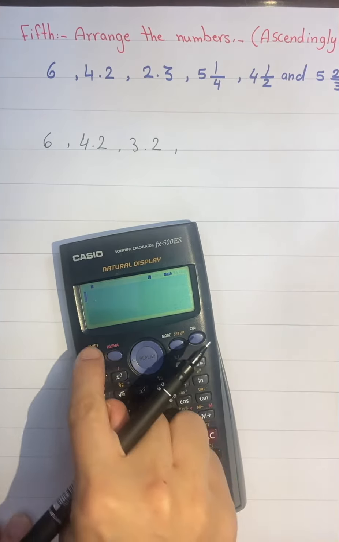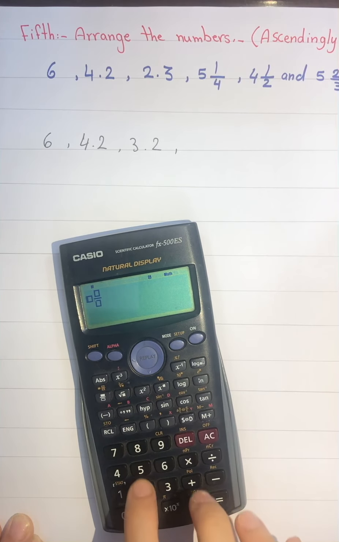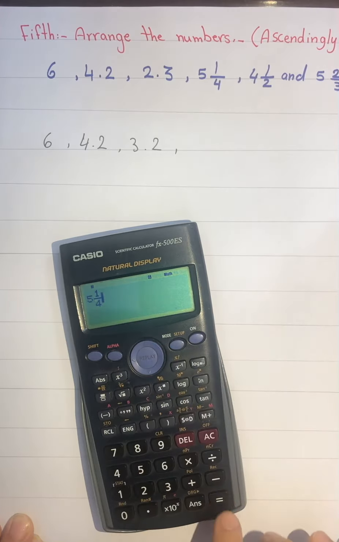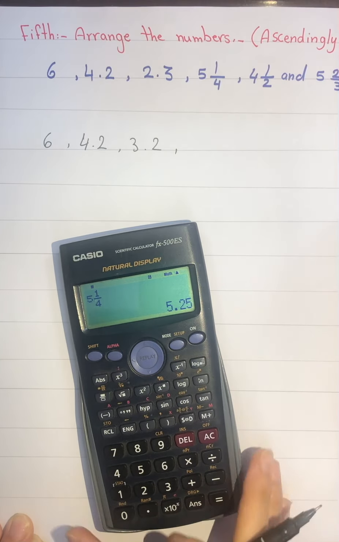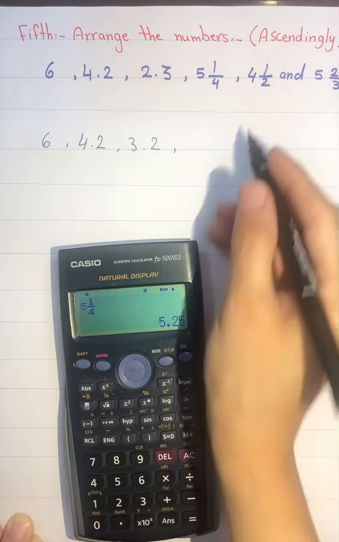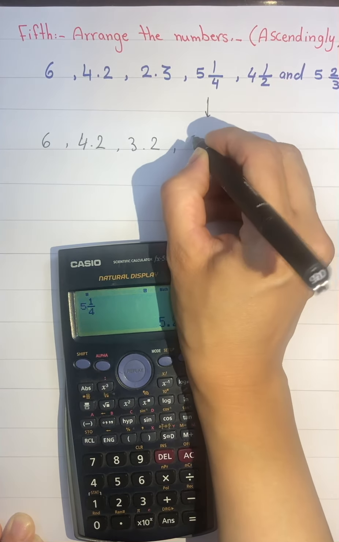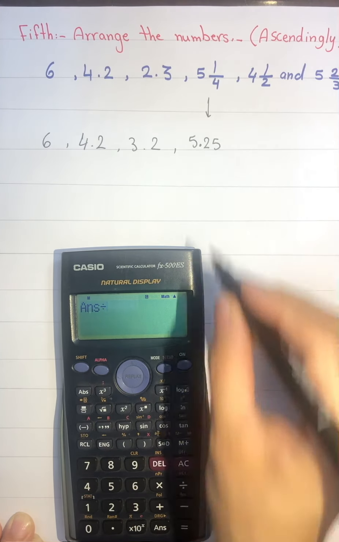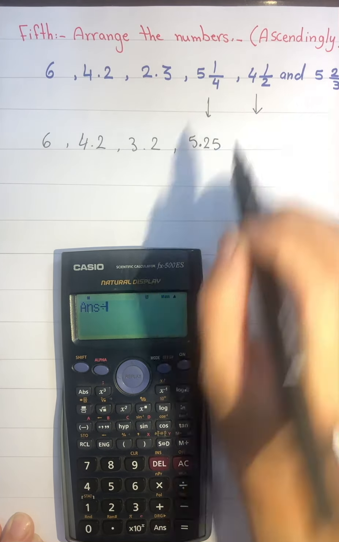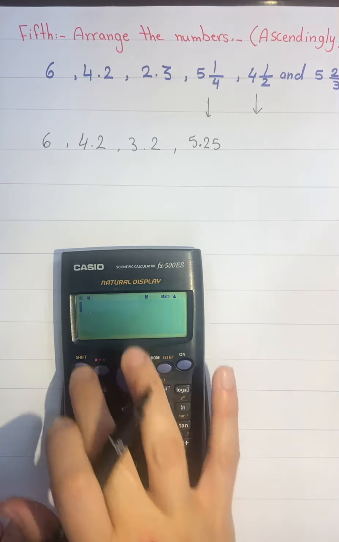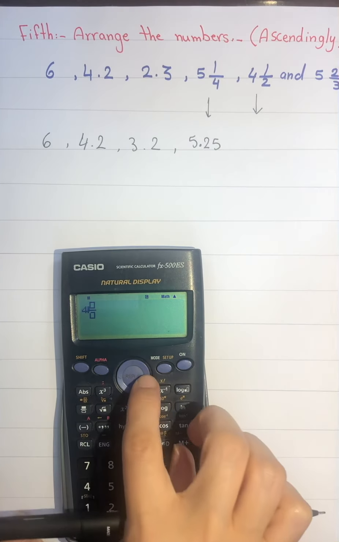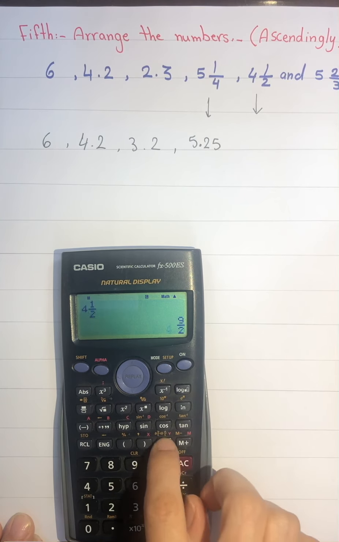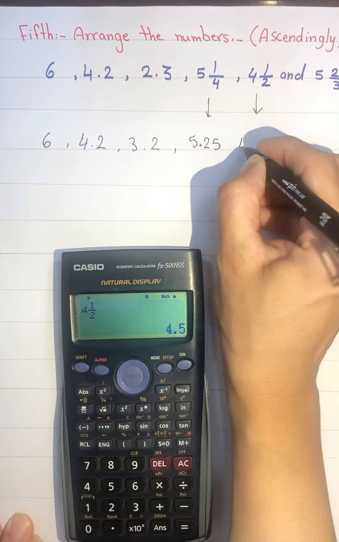Here, I will change the mixed number into a decimal. How to change it? Shift fraction. Write 5¼, 1/4 equals 5.25. Okay, after that, change this into decimal, 4½. Shift fraction, 4, 1/2. It will be 4.5.